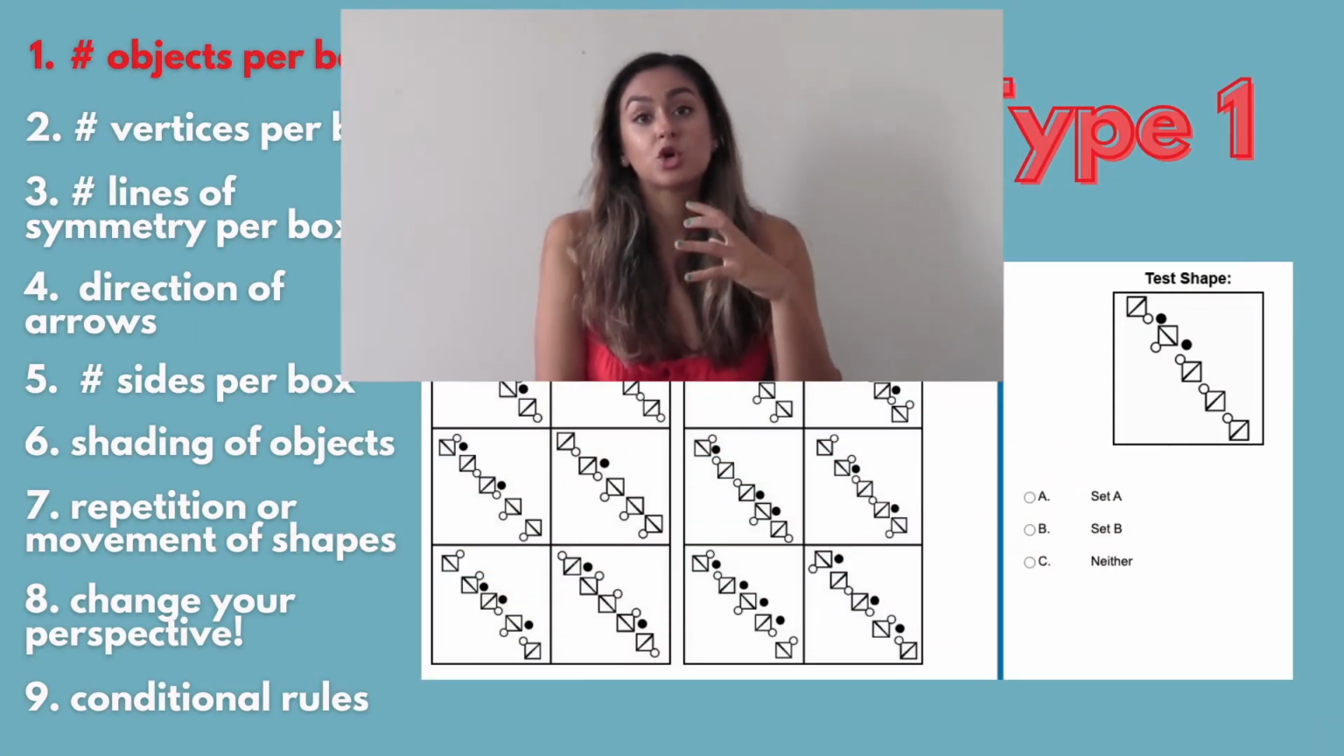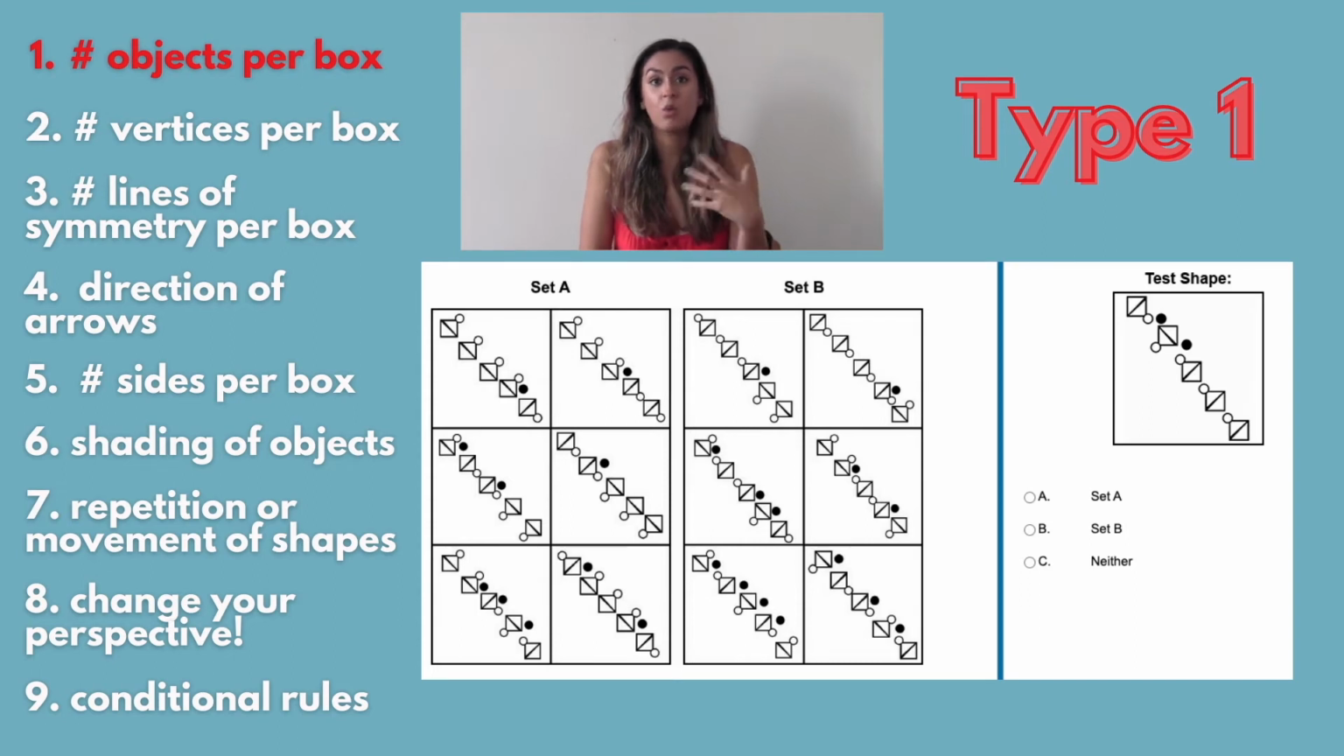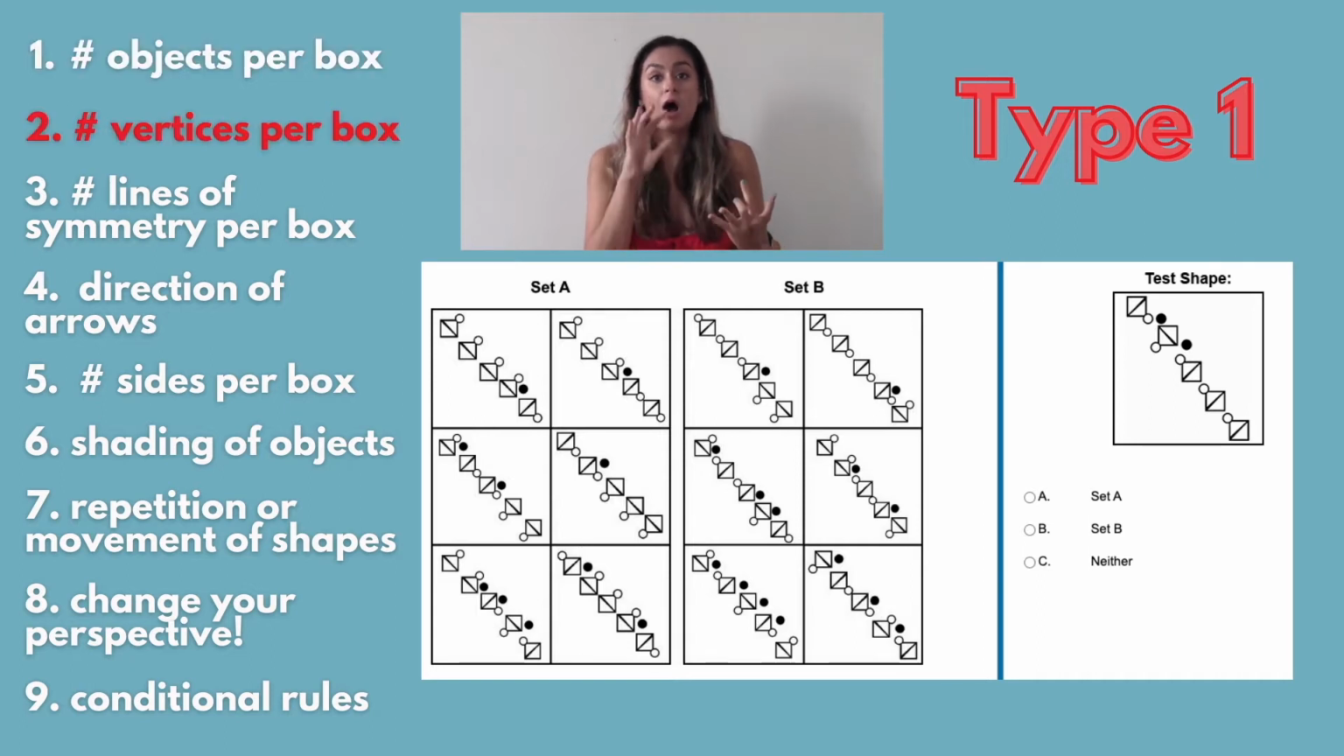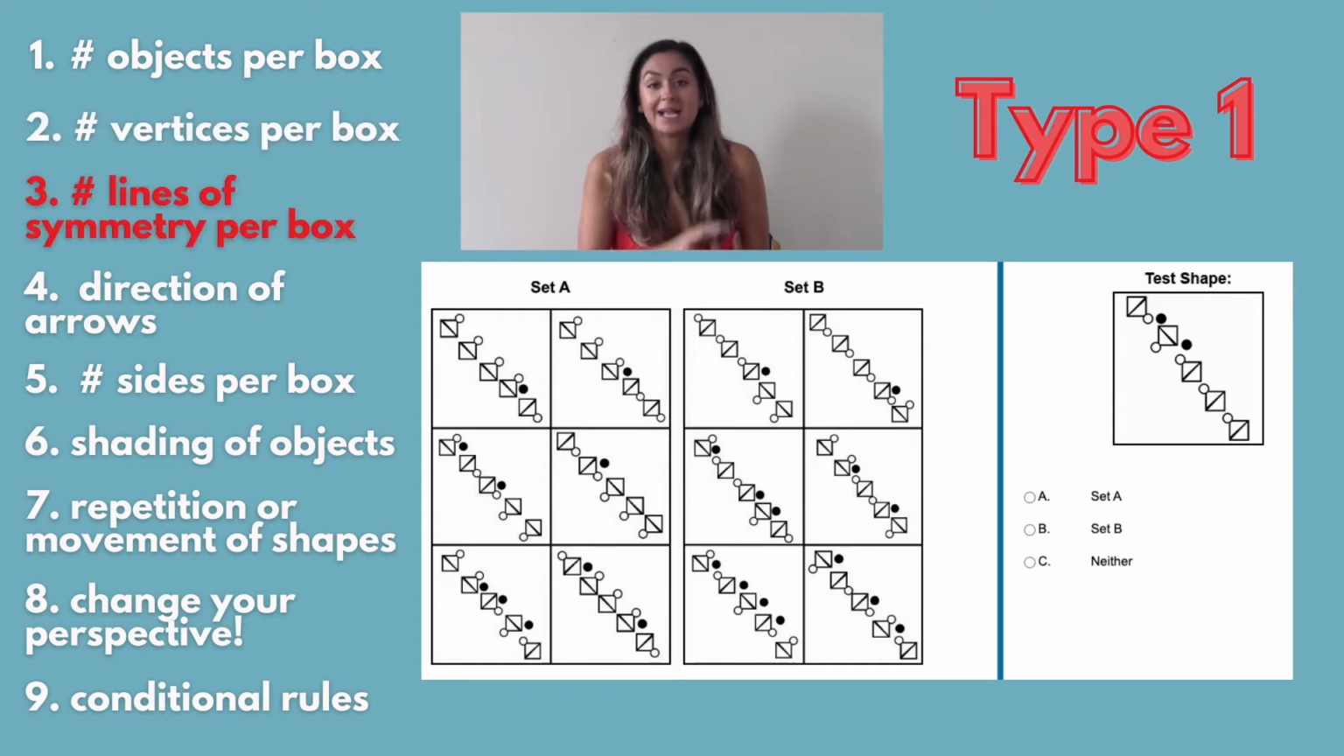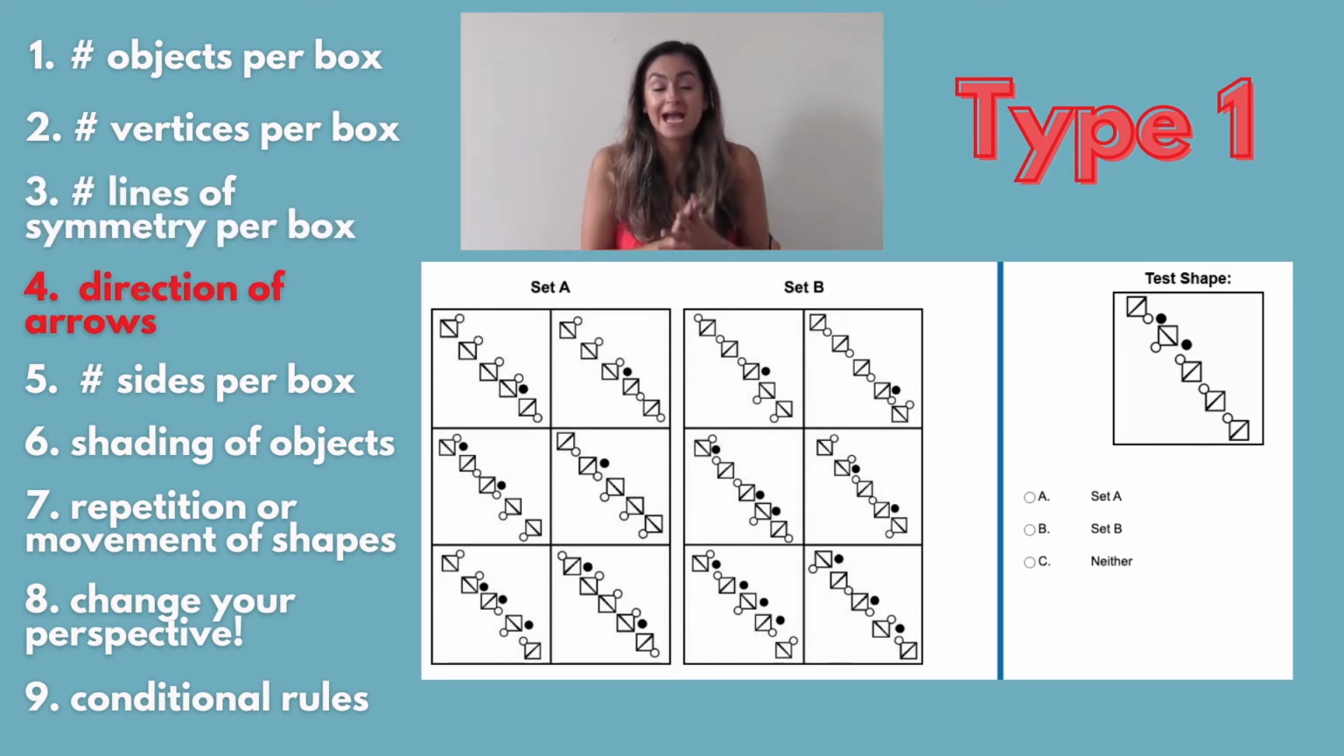Now, some common rules that they use, which I want you to look out for when practicing, are how many objects are in the box and how many vertices are in each box. Are there any lines of symmetry, and do they match up in the boxes? For example, in set A, does every box have at least 3 lines of symmetry, and in set B, do they only have 2 lines of symmetry? Okay, are there any arrows and which direction are they facing?